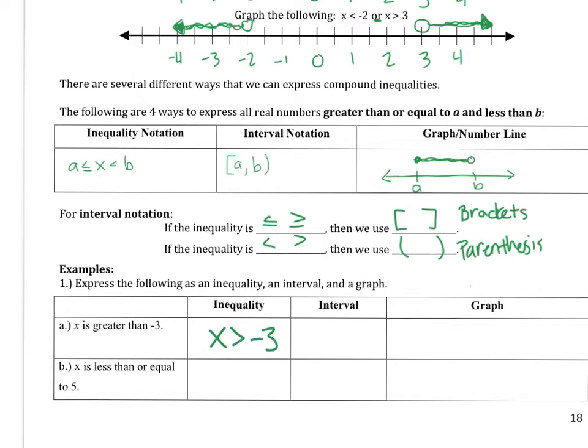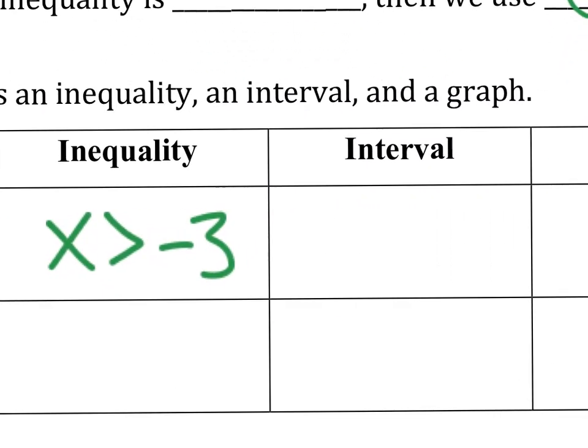So the interval, since it's not equal to, we want everything from negative 3 and greater. We're going to start at negative 3, and everything greater would be every decimal, every fraction, every whole number, every number you could possibly think of that's greater than negative 3. So we're going to be going all the way to positive infinity. It's never actually going to stop. We want to include every number out there bigger than negative 3.